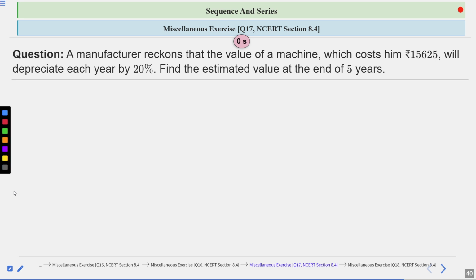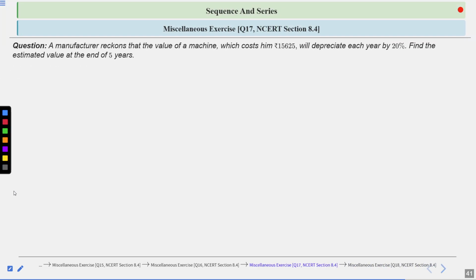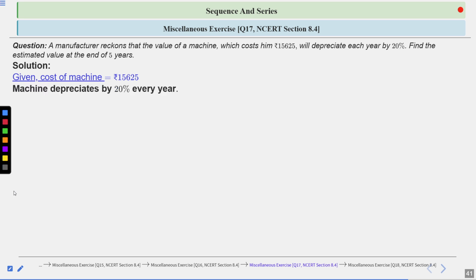Okay, so let us move to the solution part now. A manufacturer reckons that the value of a machine which costs him Rs 15,625 will depreciate each year by 20%. We have to find the estimated amount at the end of 5 years, right? Let us see the solution part. Given cost of machine is basically Rs 15,625. Machine depreciates by 20% every year. If it loses 20%, it retains 100% minus 20%, which is equal to 80% of its value from the year before, right?